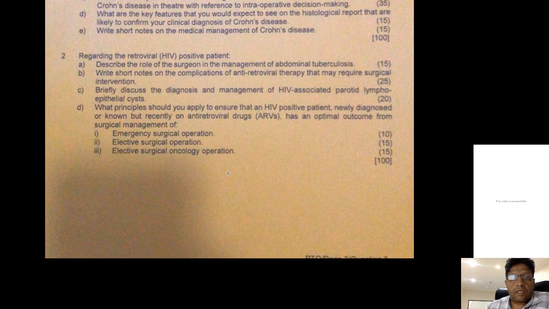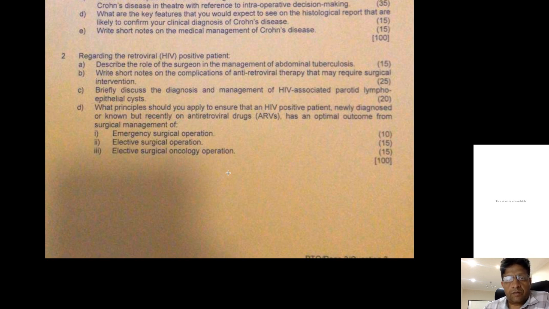Question 2, regarding the retroviral HIV-positive patient: describe the role of the surgeon in the management of abdominal tuberculosis. Write short notes on the complications of antiretroviral therapy that may require surgical intervention. Briefly discuss the diagnosis and management of HIV-associated parotid lymphoepithelial cysts. What principles should you apply to ensure that an HIV-positive patient, newly diagnosed or known and recently on antiretrovirals, has an optimal outcome from surgical management of: 1, emergency surgical operations, 2, elective surgical operations, and 3, elective surgical oncology operations.